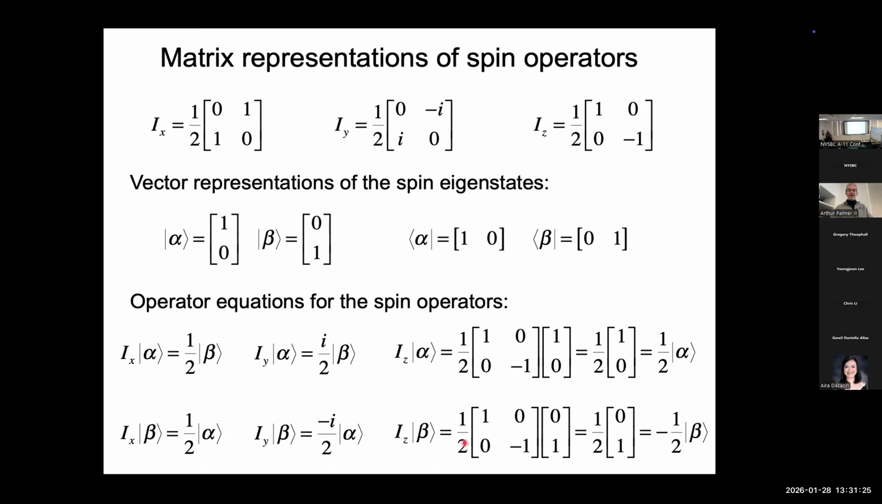And if we do the same thing for beta, we get IZ acting on beta gives back minus a half beta. So beta is an eigenvector of the IZ operator, and the eigenvalue is minus a half, which again is just the magnetic quantum number for the beta state. On the other hand, IX acting on alpha, if you do the math, which I think is probably in the problem set, you don't get back alpha again, you get back beta. So alpha is not an eigenstate of the IX operator, although we could work out what the eigenstates are.